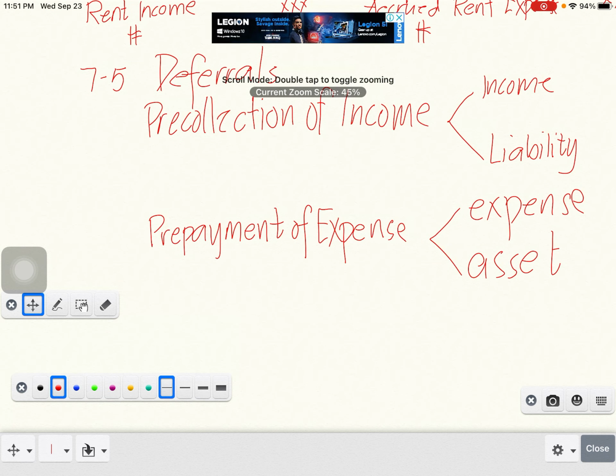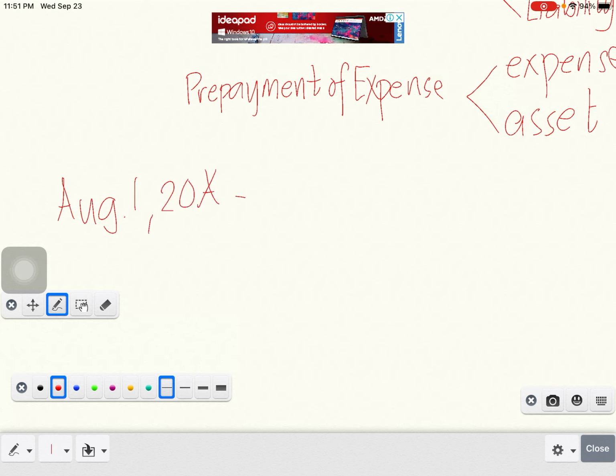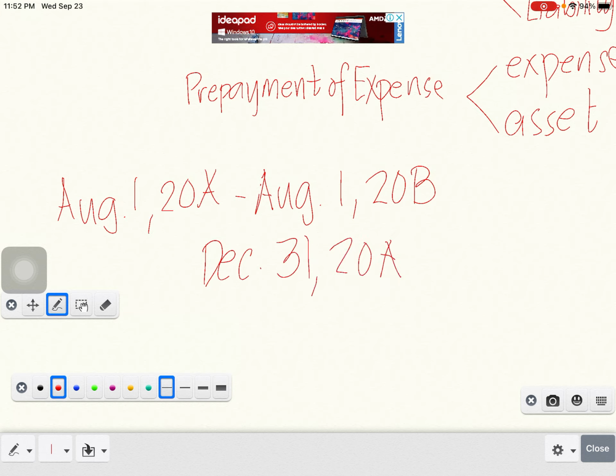So let's try to have 7-5. So it talks about prepayment of expense. So in the first situation, it is assumed to use expense method. So we have here, the accounting period is August 1, 20A until August 1, 20B. So there is an overlapping because the accounting period ends on December 31, 20A.